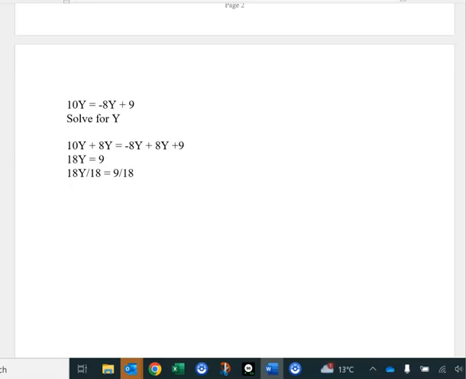18y, because that's 18 multiplied by y. So the way to get rid of the multiplication is to divide it. So 18y divided by 18 gives me y. 9 divided by 18, we can simplify that. 1/2. Okay? All right.